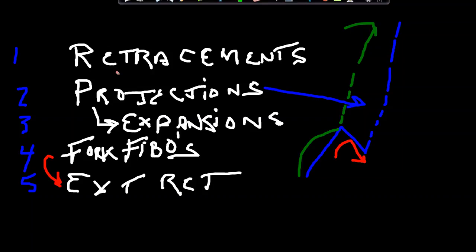So really we have retracements, projections, expansions, extended retracements, and then a special consideration for an extended retracement when it's inside a pitchfork, and we call that a fork Fibo. So those are the dominant ways to use your Fibonacci tool on a chart.